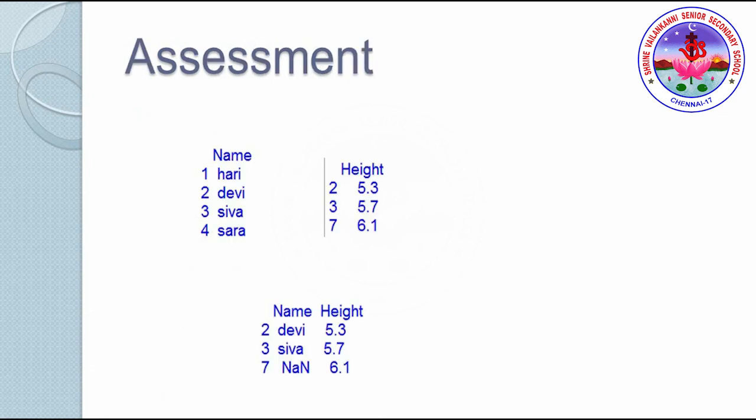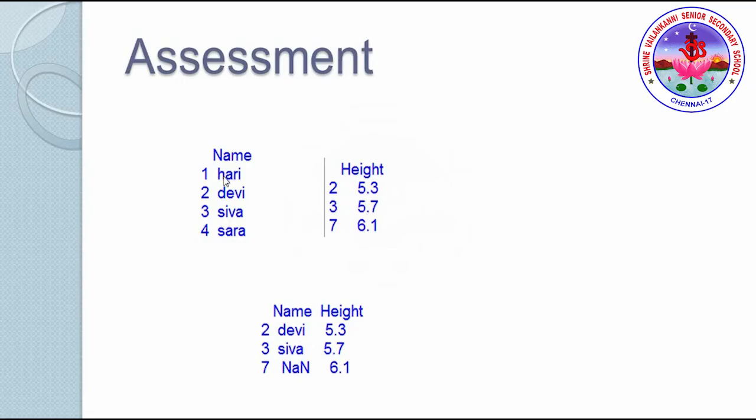We have two data frames A and B. This is the A data frame and this is the B data frame. I am getting the result like this. What kind of join is this? Pause the video, work it out, and then we can check.